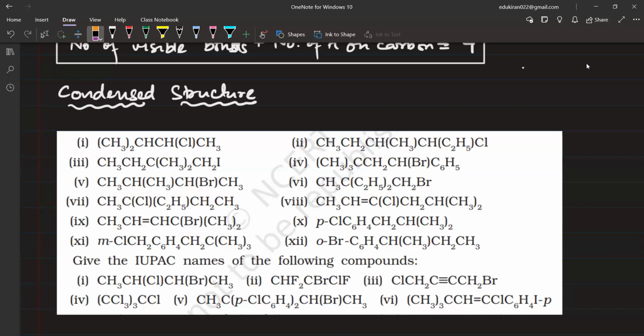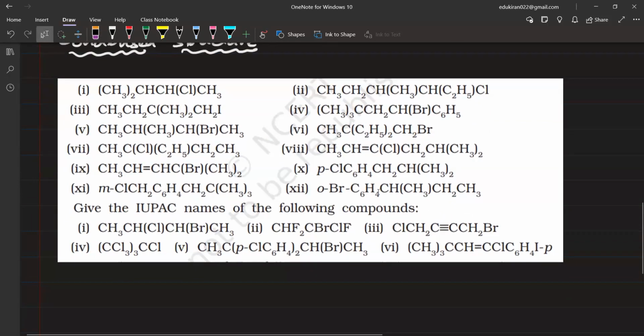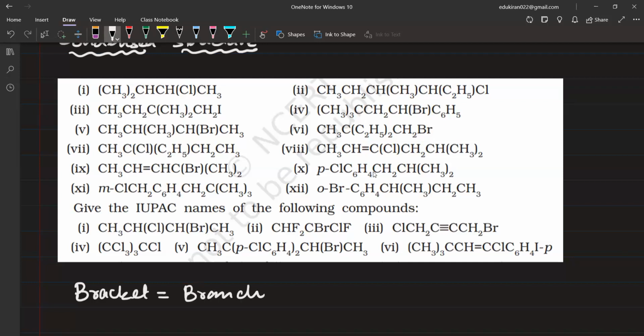And then there are brackets and all. So how to convert these structures so that you can understand them very perfectly? For example, this chlorine atom here, it is attached to this carbon atom or this carbon atom. Okay, so it's very easy. You have to just remember one thing: bracket is equal to branch. Okay, so you are going to remember this and then apply this in the first structure. Now, whatever is in the bracket is in the branch.